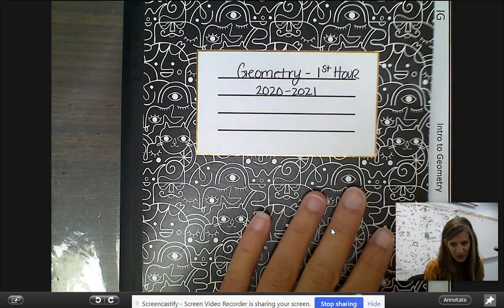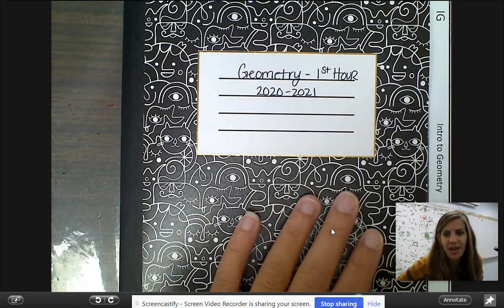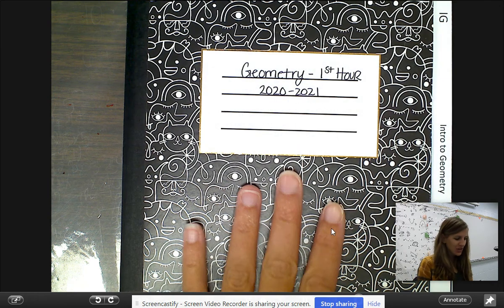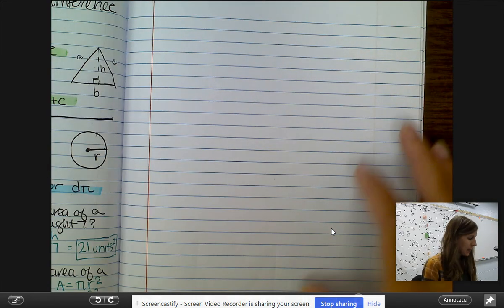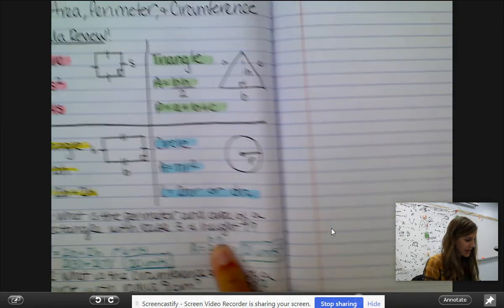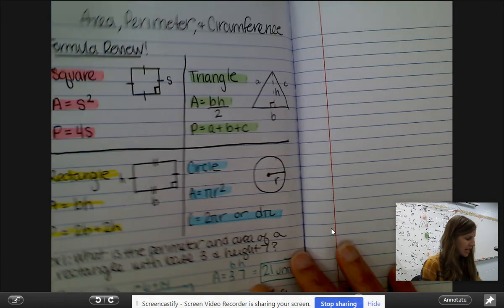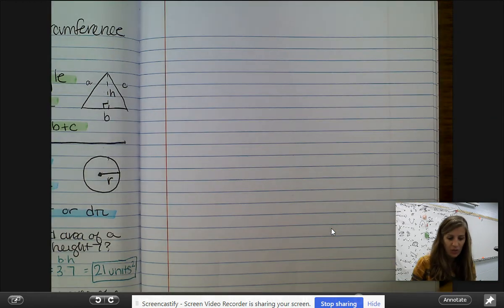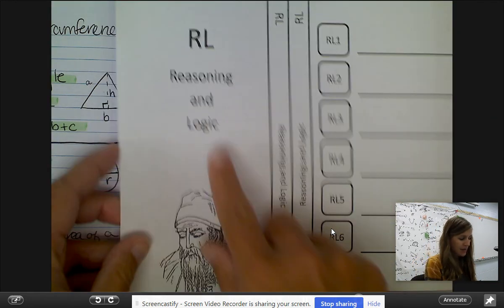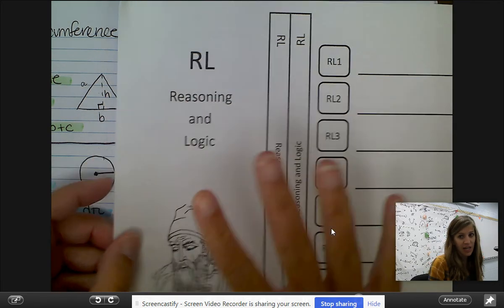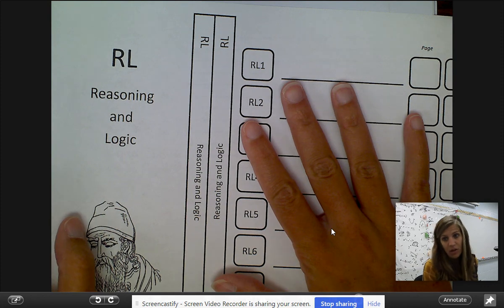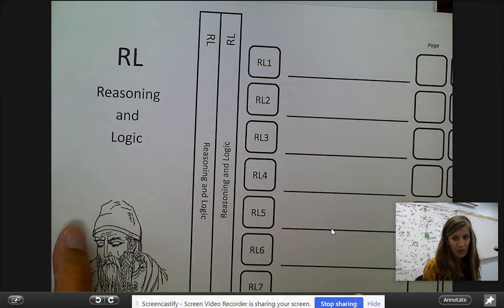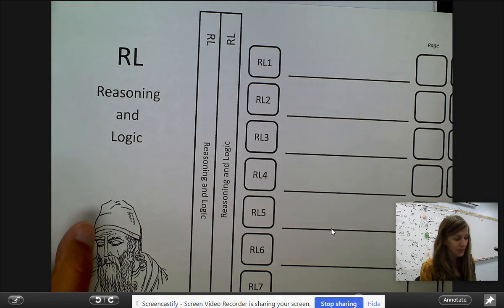All right, hey guys, we're going to start a new topic in geometry now. You should have a new packet to grab, hopefully you got a textbook pickup. But right after our area, perimeter, and circumference page, on this next page, we are looking for the packet that says reasoning and logic. And if you don't have it, it's going to be linked at the top of Google Classroom under our classwork tab. So hopefully you can find that and print it if you're able to.